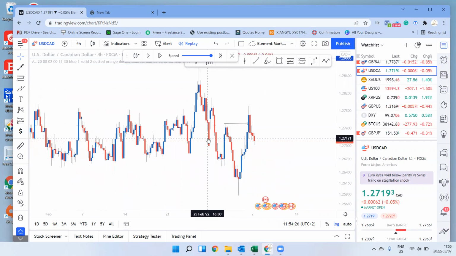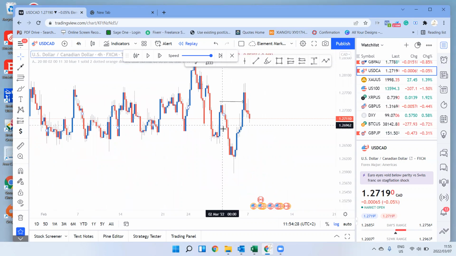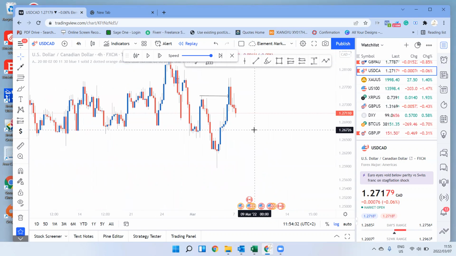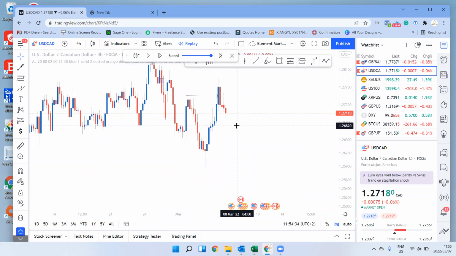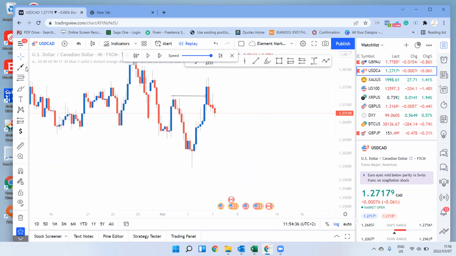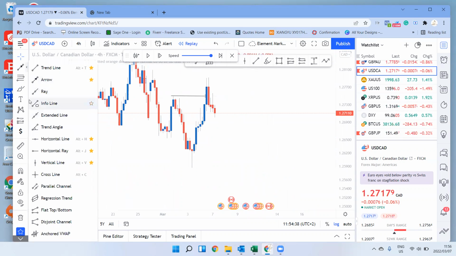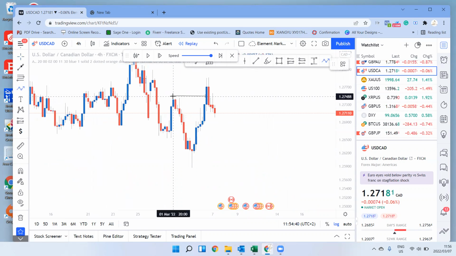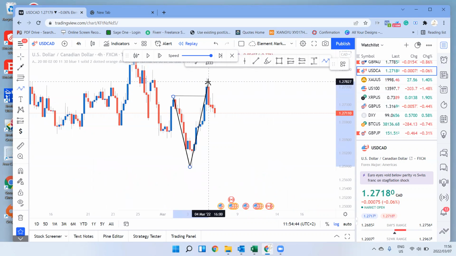Then we broke back into the range, dipped back below the range, and then broke into the range again. So now we're basically still in the range. But last week we created a lower low, and after the lower low, we created a higher high. And that to me signals reversal.